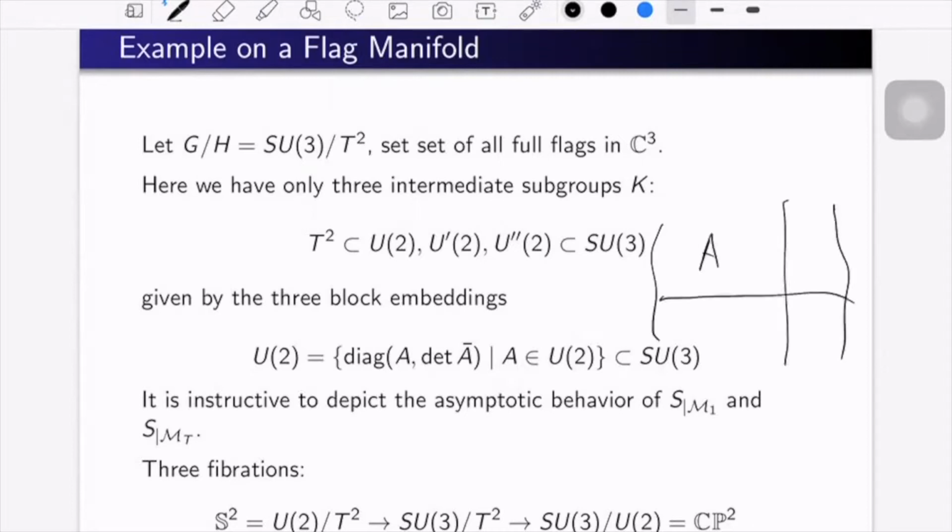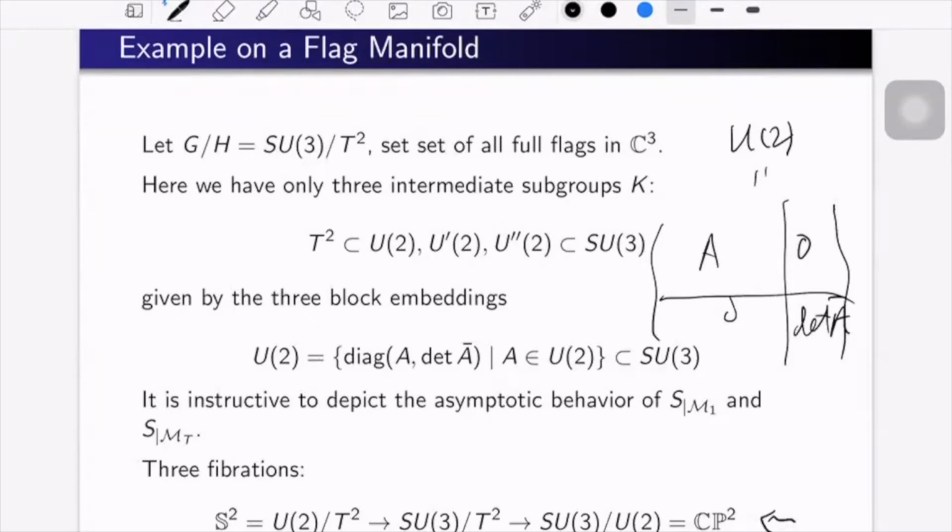Here's A and here's that A bar. Here's 0. So that's one of my U2s. Okay. I can put this in three different ways into block form. I get homogeneous fibrations. I get S2 fibrations over CP2 in three different ways.